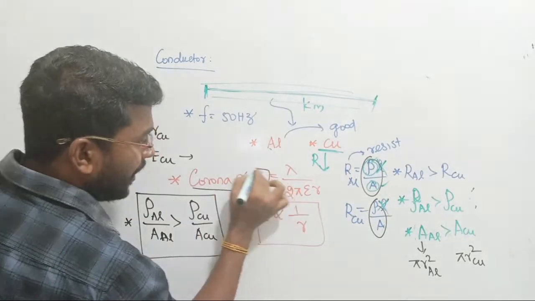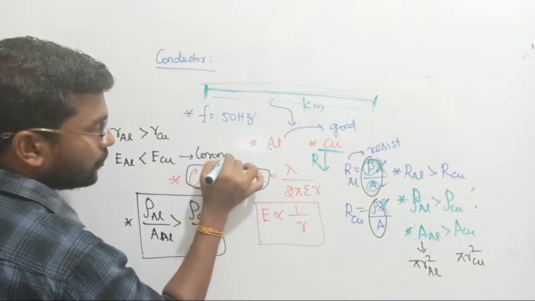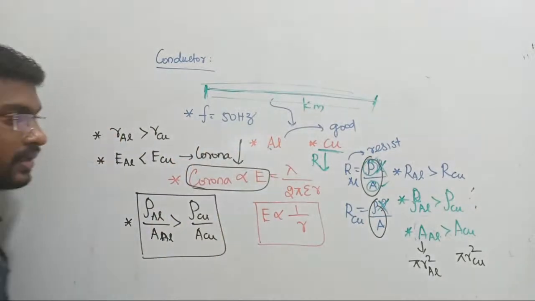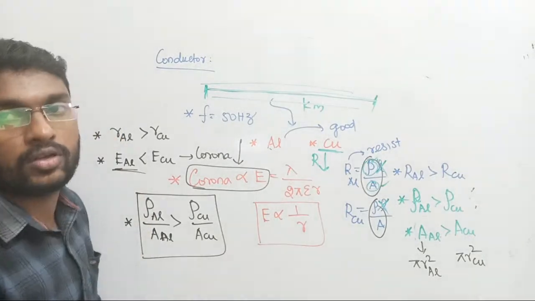See, corona loss is directly proportional to electric field intensity, yes. So, corona loss will be reduced. So, the advantage is, which material do we have to use now? I have to use aluminium. Why? Because corona loss will be reduced.